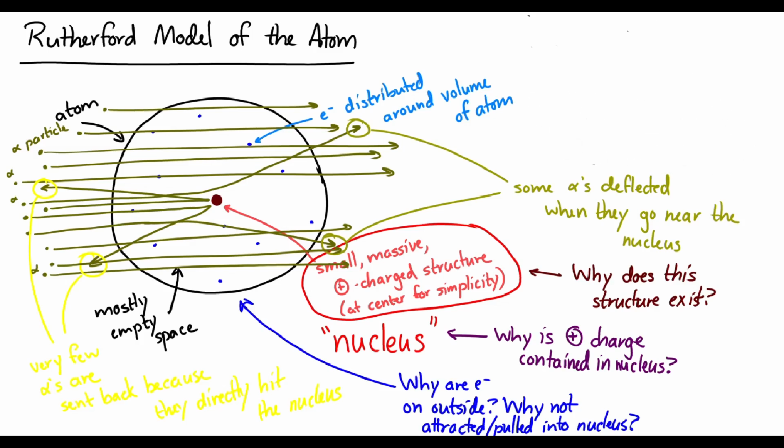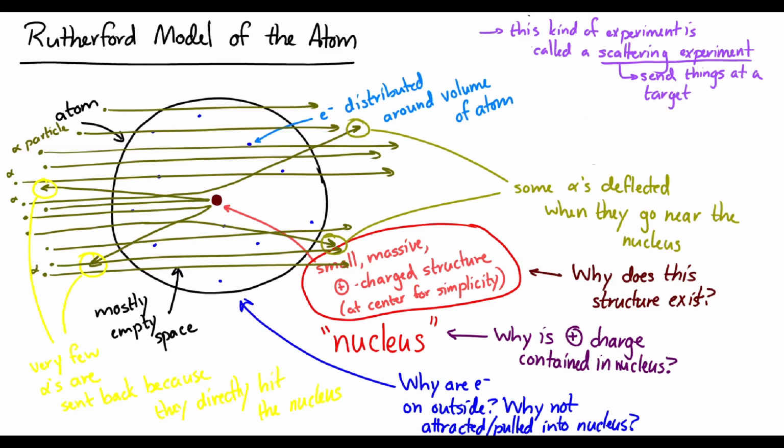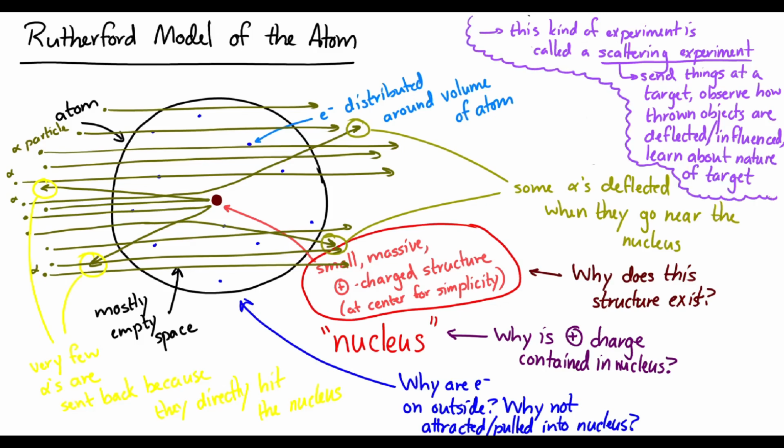This type of observation, this type of investigation is called a scattering experiment. A scattering experiment is one where you have a target that you want to investigate, and you throw things at that target. And then by observing how those thrown objects are deflected and influenced by the target, you can learn about the nature of the target, the structure of the target. So here they were throwing alpha particles in towards the atom, and they learned about the structure of the atom based on how those alpha particles came out.